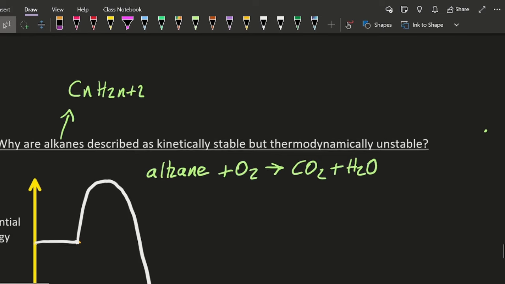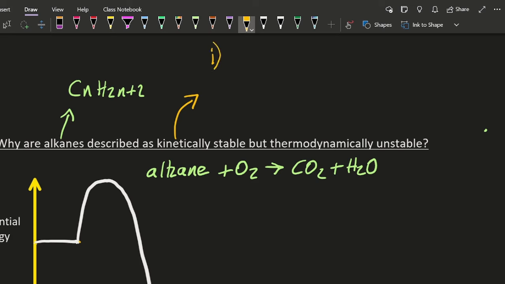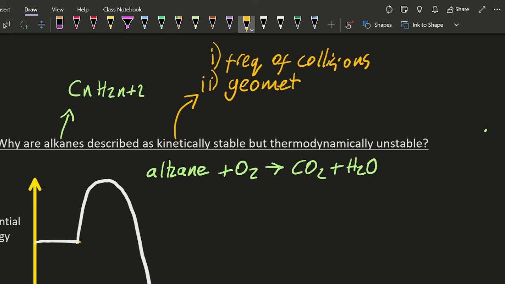Kinetically stable. Well, kinetics is an entire unit to do with the rate of reaction. And so for rates of reaction, you have to think about collision theory. So the first part is to do with the frequency of collisions. That's important. More frequent collisions, faster reaction. The second part, you have to consider the collision geometry. And the third part is the energy of the collision. If the energy is greater than or equal to the activation energy, then your reaction is going to occur.